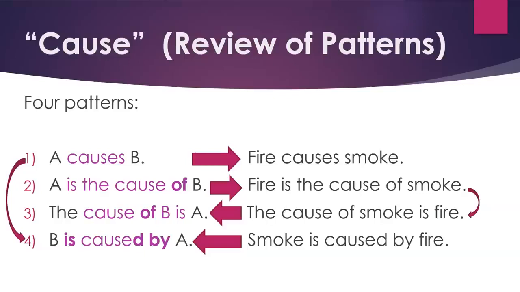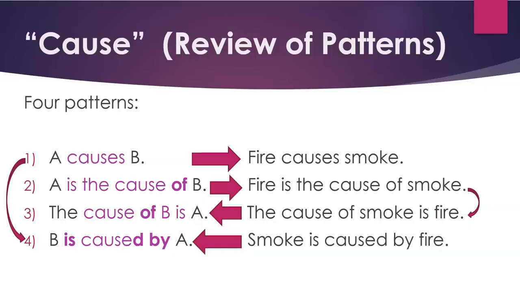Cause. Here's a review of the patterns we just learned. There are 4 patterns here. A causes B. For example, fire causes smoke. A is the cause of B. Fire is the cause of smoke. The cause of B is A. The cause of smoke is fire. B is caused by A. Smoke is caused by fire.